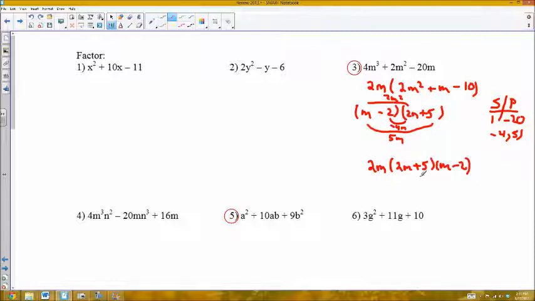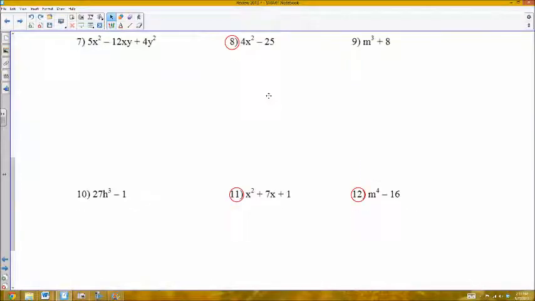It does not matter what order you write these two factors in. Typically, you write it with the one with the largest coefficient first, which is why I put the 2m plus 5 first, and then I'll box that as my final answer. Scrolling down to number 8.